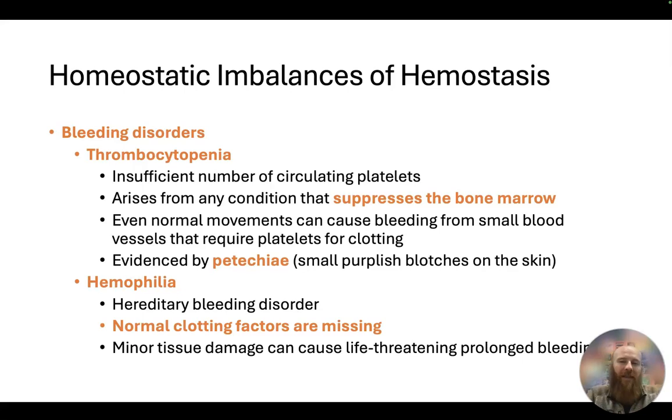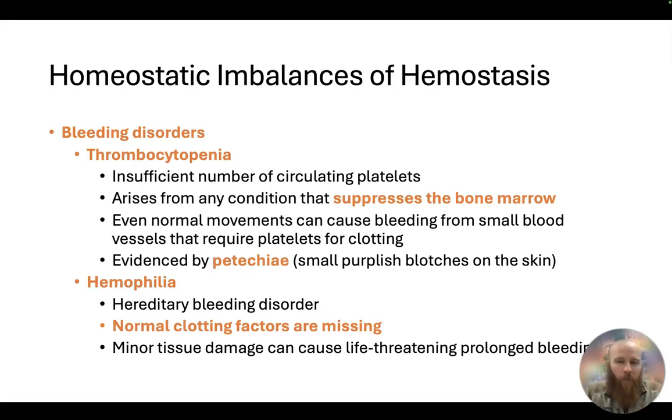And then you have bleeding disorders where we can't clot as much as we need to. So you have two that we're going to look into. First one is thrombocytopenia. Thrombocytopenia is basically where you have an insufficient number of circulating platelets. This arises from a condition that basically suppresses your bone marrow. So even normal movements can cause bleeding from small blood vessels that require platelets for clotting. And this is typically evidenced by something called petechiae, which refers to small purple blotches on your skin.